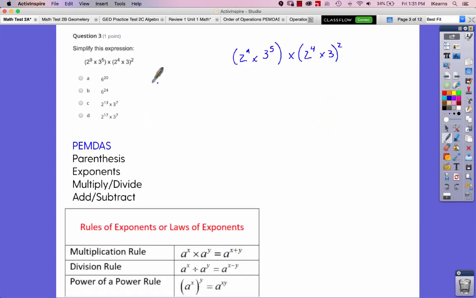Okay, question 3. Simplify this expression. In parentheses, you've got 2 to the 9th times 3 to the 5th, times, parentheses again, 2 to the 4th times 3, and then that second parentheses is squared. If you look at your answer choices, you're not actually going to solve this for a whole number. You're going to leave it in its exponent form, where these smaller superscript numbers are exponents.